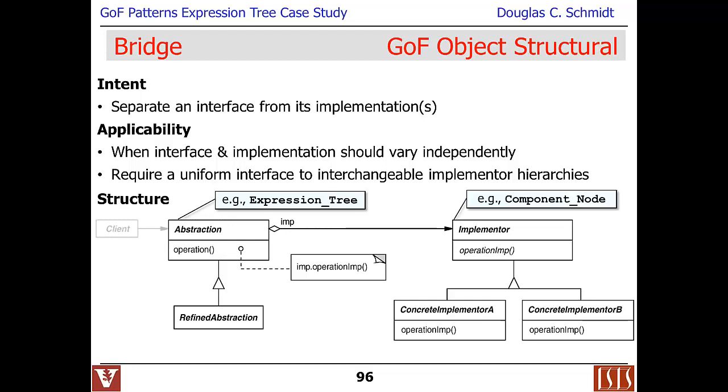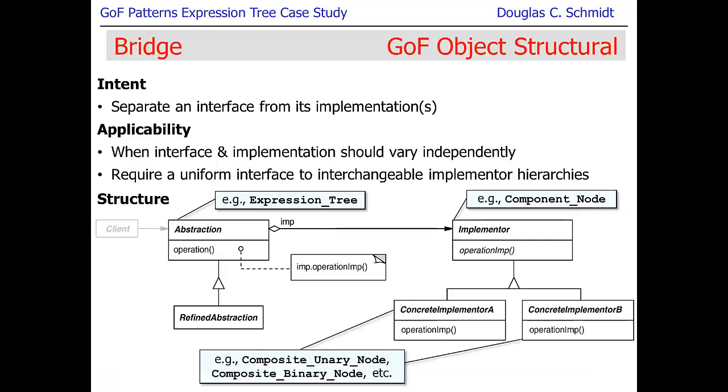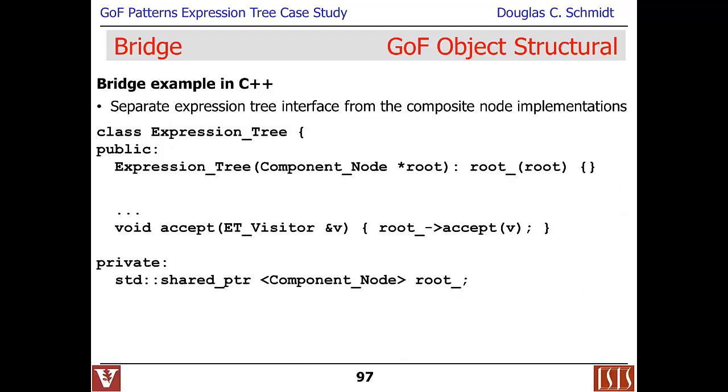So there's the expression tree. That would be our interface. That's the abstraction that's common. And then here's the implementer hierarchy, which is rooted, as you can see here, with component node. And then we can have lots of different subclasses of this that do various kinds of things. So let's take a look at a simple example. This is very much like your solution, just a few tweaks.